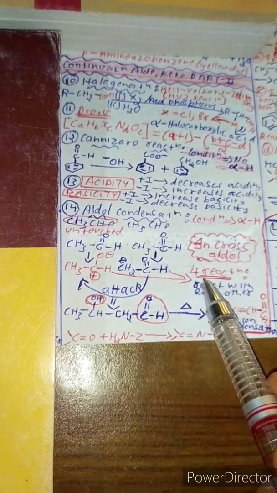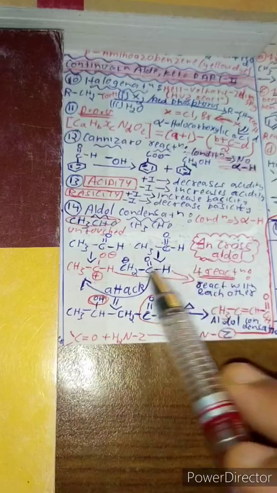Now what is cross aldol condensation? It is the same thing, but here two reactants are taken, and over there four reactants are taken and react with each other to form different compounds.